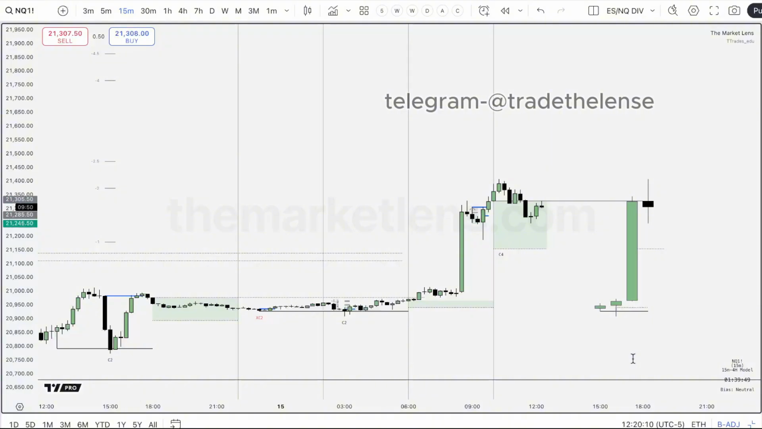I trade with my bias, yeah. So if I'm bullish, I'm going to be trying to align my time frames with that. I'm not trying to just pattern trade something.